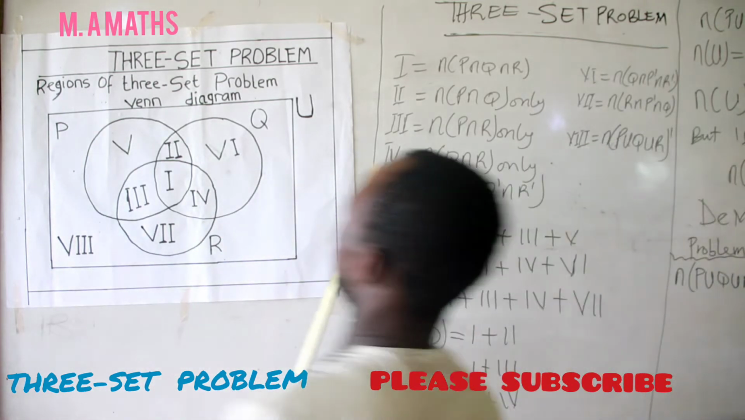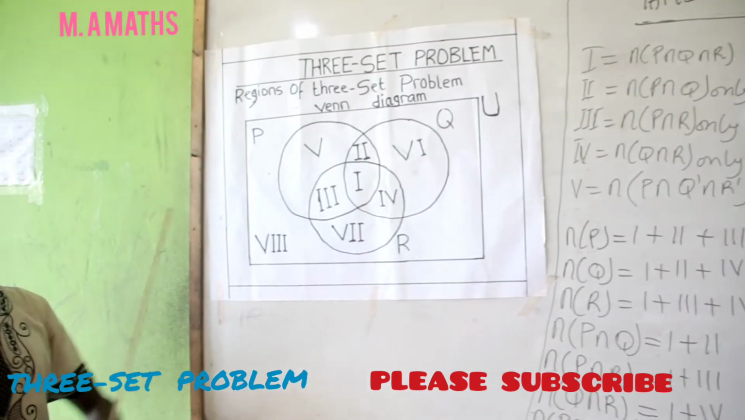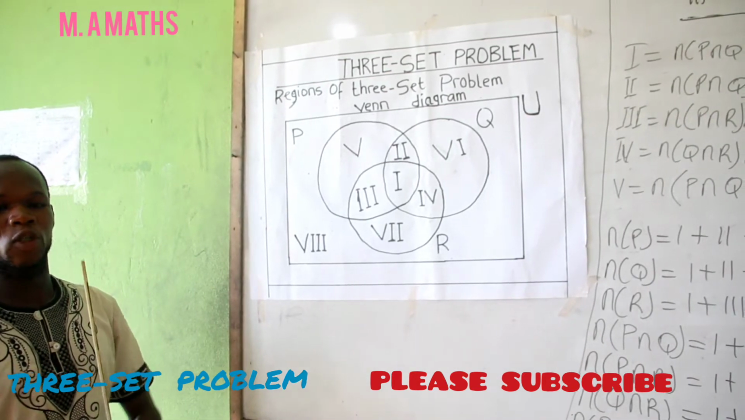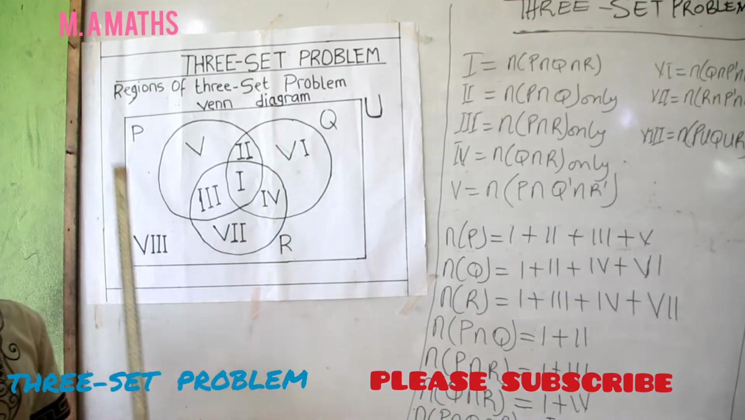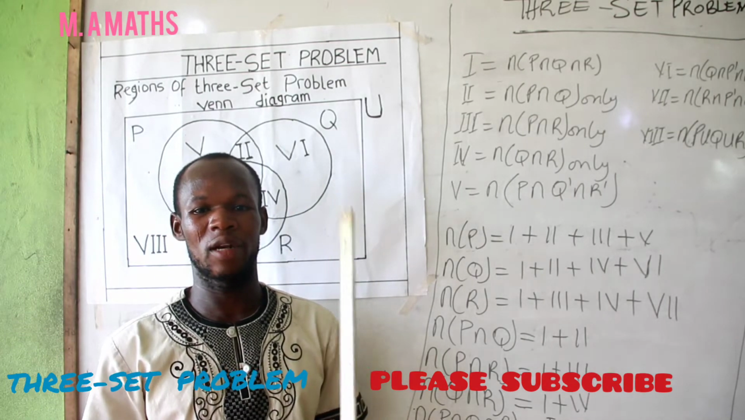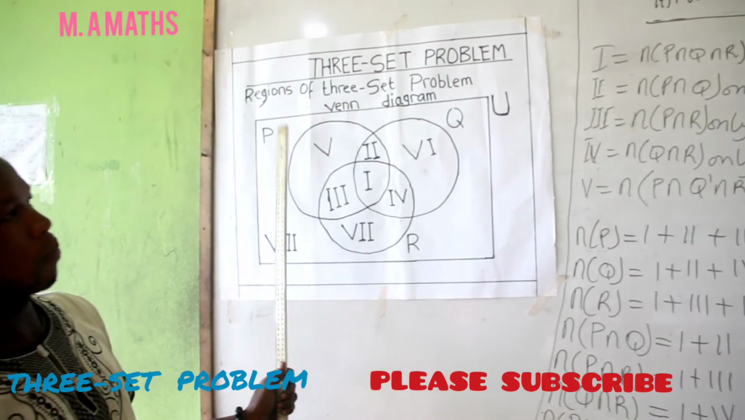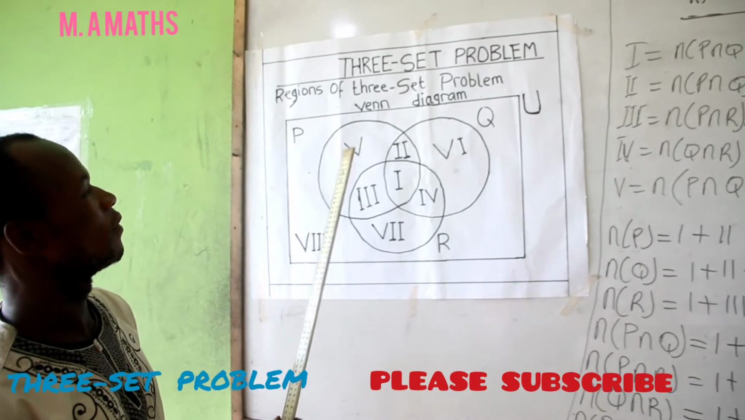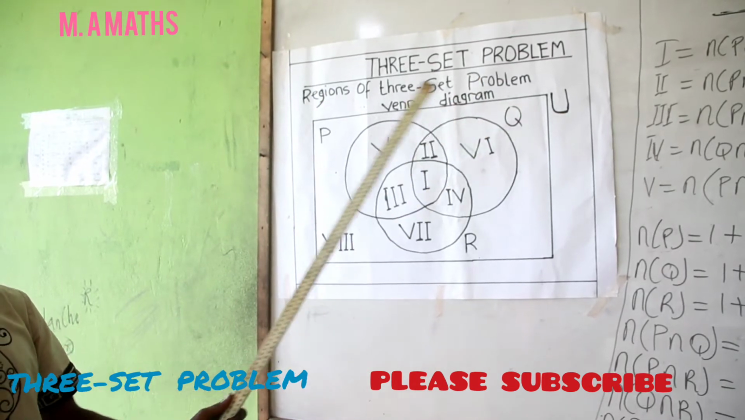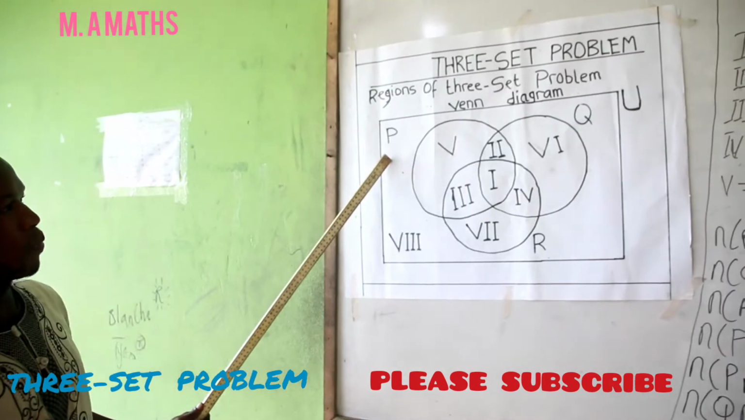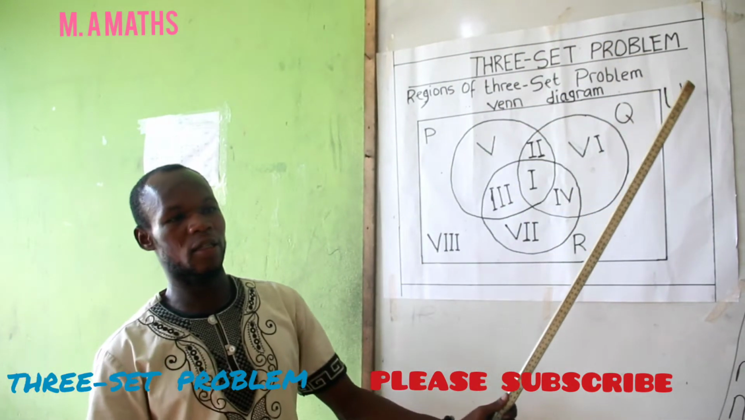Today we are going to look at the three-set problem. Like the last lesson where we talked about the two-set problem, with the three-set problem we have three different sets that have relations. Look at the flip chart pasted on the board here. I have three sets, P, Q, and R, which are subsets of the universal set U.